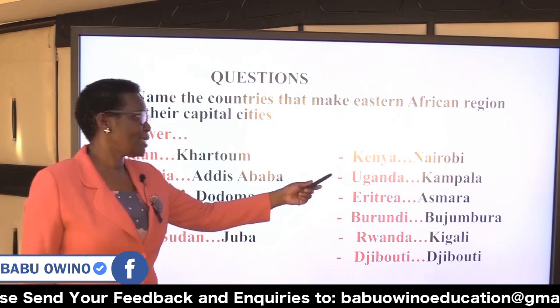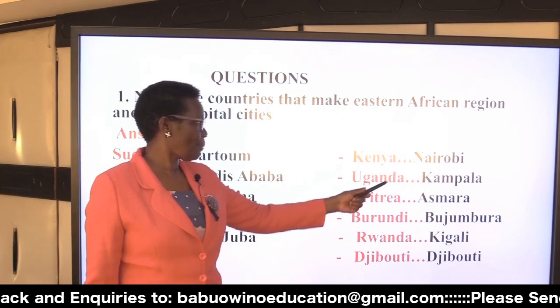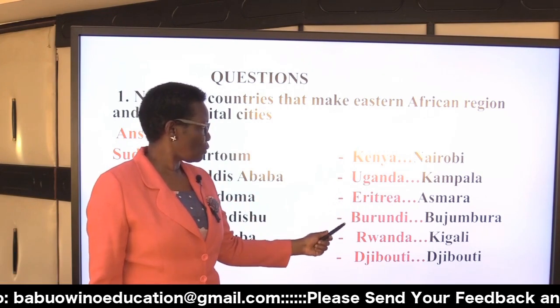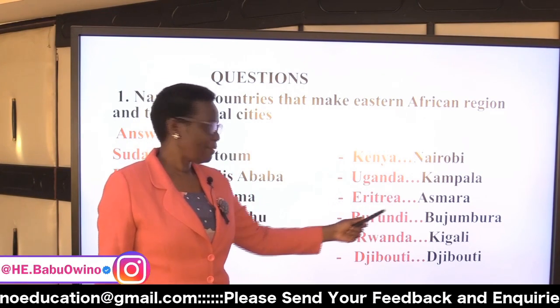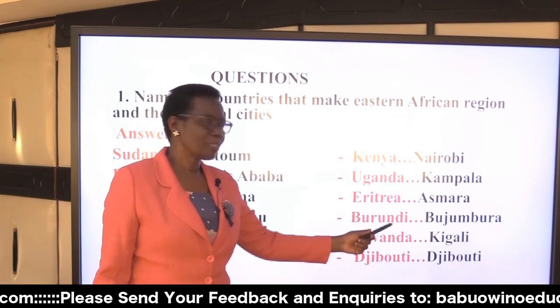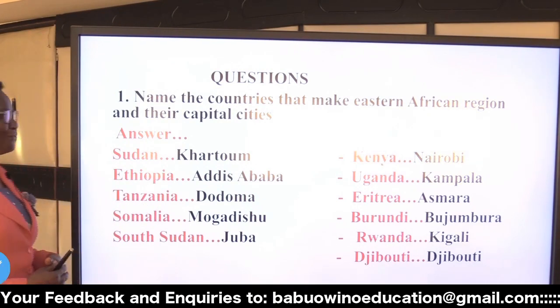So we have Kenya, capital city, Nairobi. Uganda, capital city, Kampala. Eritrea, capital city, Asmara. Burundi, capital city, Bujumbura. Rwanda, capital city, Kigali. Djibouti, capital city, Djibouti. Did you get them right? Very good.